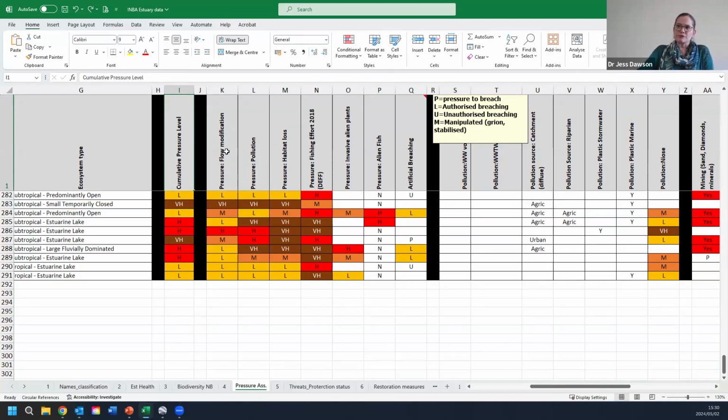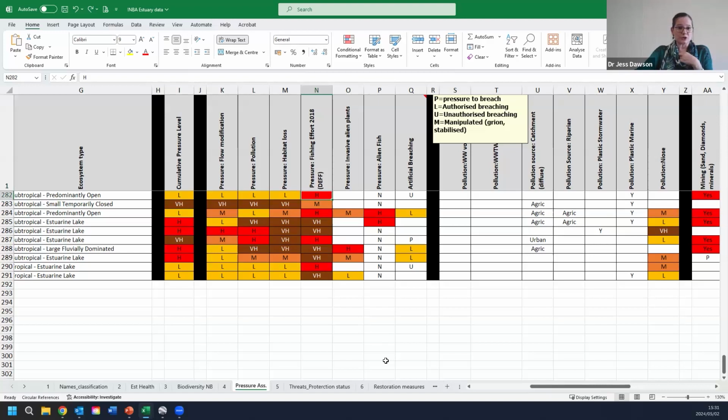The pressure in terms of flow modification is also considered low. So not too many people using that water. Pollution pressure low. Habitat loss. So this is one that's often very high when you have a lot of urban area, because you have a lot of development in these areas. Low.